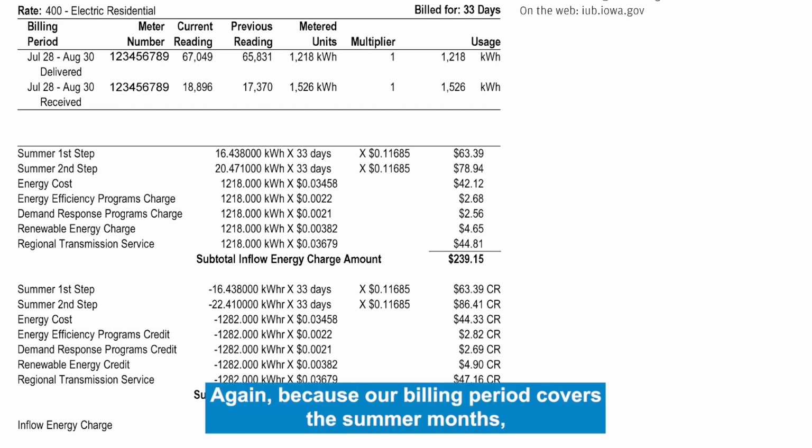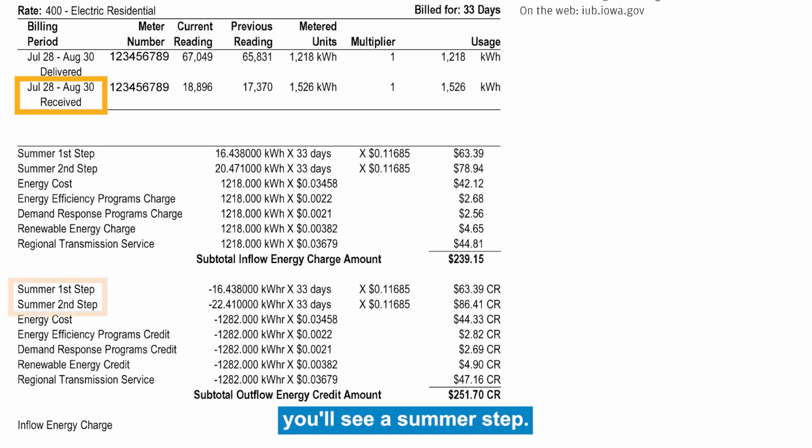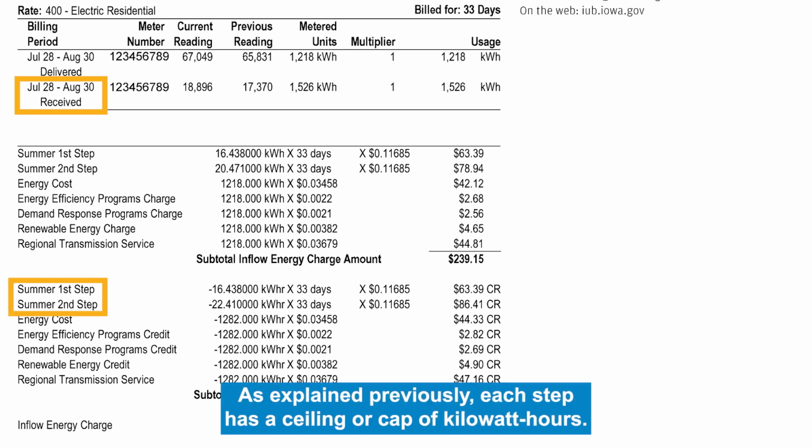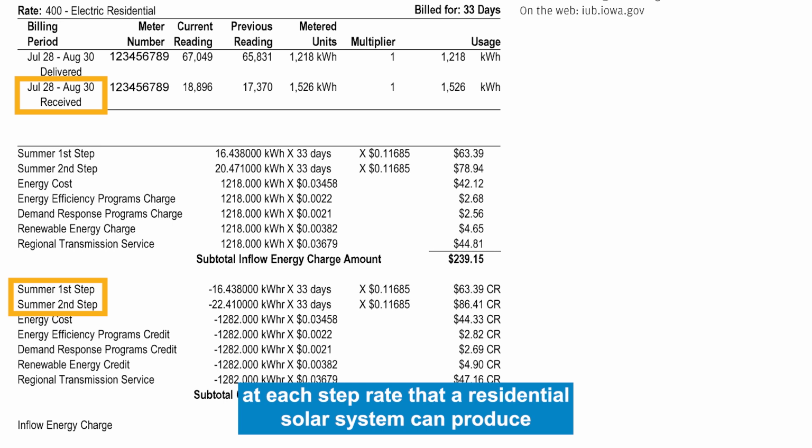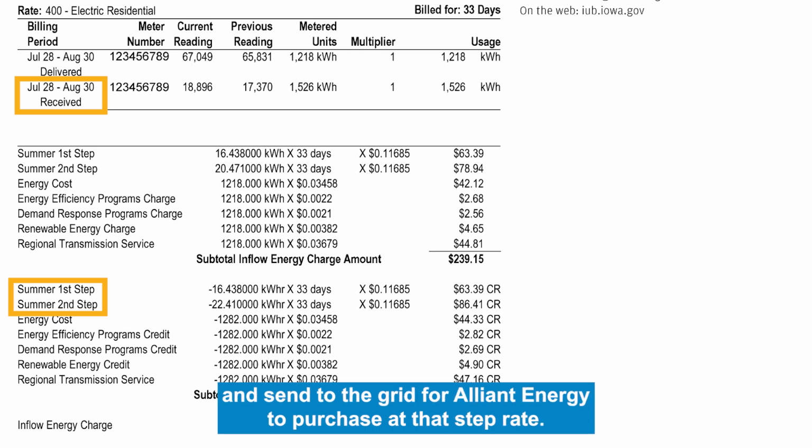Again, because our billing period covers the summer months, you'll see a summer step. As explained previously, each step has a ceiling or cap of kilowatt hours. In this case, the cap is the maximum number of kilowatt hours at each step rate that a residential solar system can produce and send to the grid for Alliant Energy to purchase at that step rate.